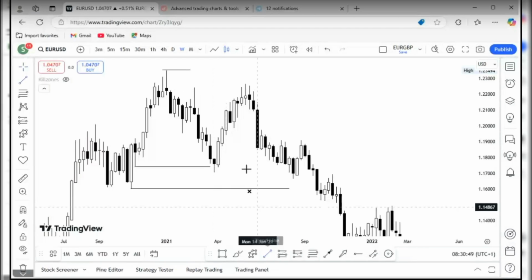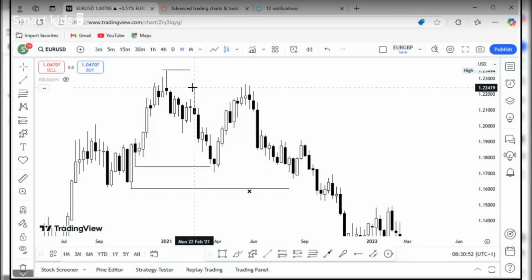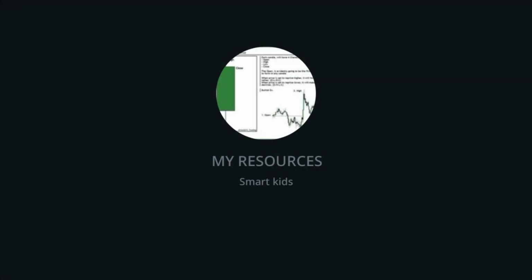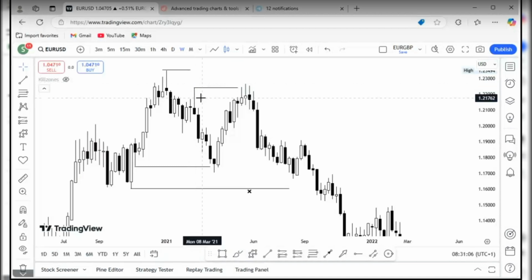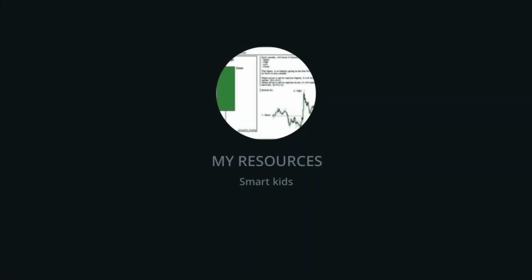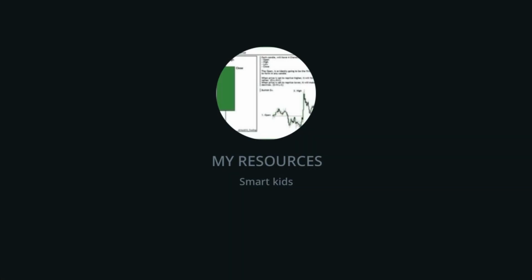Price came and took out this other week. Look at it. That was a previous weekly high. This was a Friday high. This was a 9th of November low. This was a Monday 22 high. Price took it out. You can see all the weeks happening here, the rejections. So price took this liquidity.